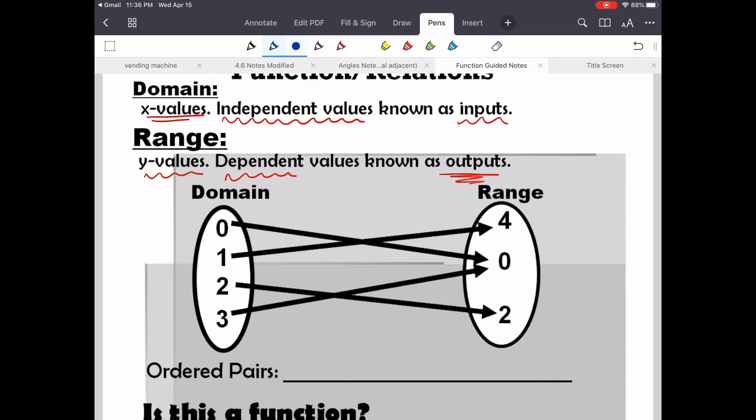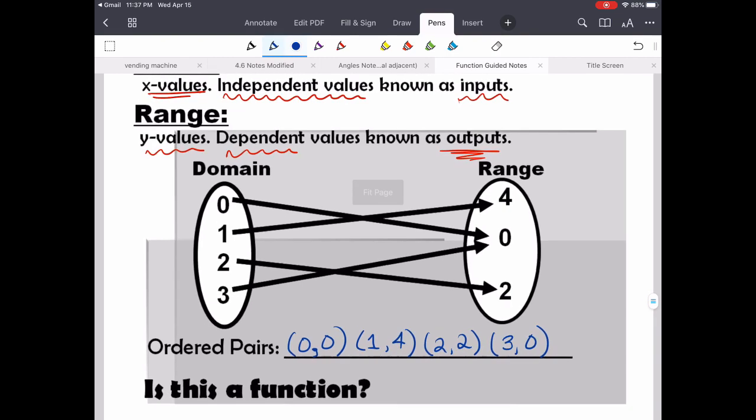If we look at this arrow diagram, just look at the way the arrows are connected. I've got 0 connected to 0, so I'm going to write that as an ordered pair. I have 1 connected to 4. That's an ordered pair. We have 2 connected with 2, and 3 is connected with 0.